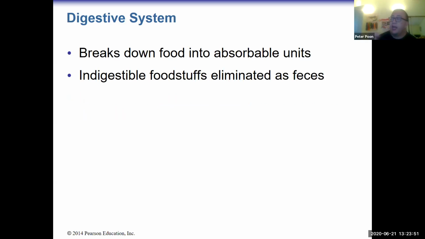The digestive system breaks the food down into absorbable units. Whenever I eat something, I chew, I use my stomach to churn, I digest the food in my intestines, but that's not enough. It doesn't do you any good to just digest stuff; you also have to absorb the nutrients. Whatever doesn't get absorbed gets eliminated as feces.